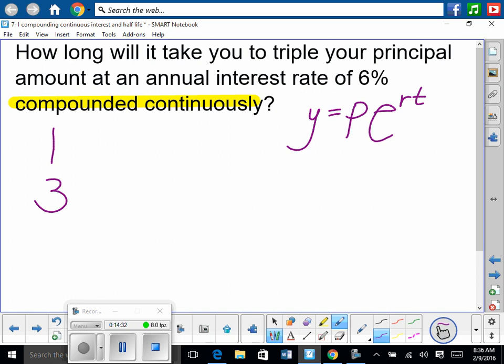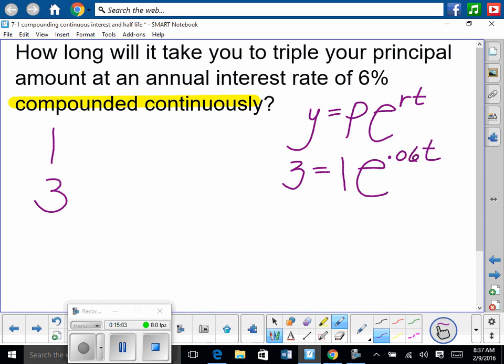Does everybody understand? Now it says, how long? Won't we be looking for T? Isn't T how much time? How long? And then we were given the rate, right? 6%. So let's plug in everything we know. We know the amount in the end. Isn't 3 what we are getting in the end? Okay, so we know the amount in the end is 3, which will equal our put down amount, $1, and then we have E. You just remember our rate is 6%. We always write it as a decimal, 0.06, and then times T.